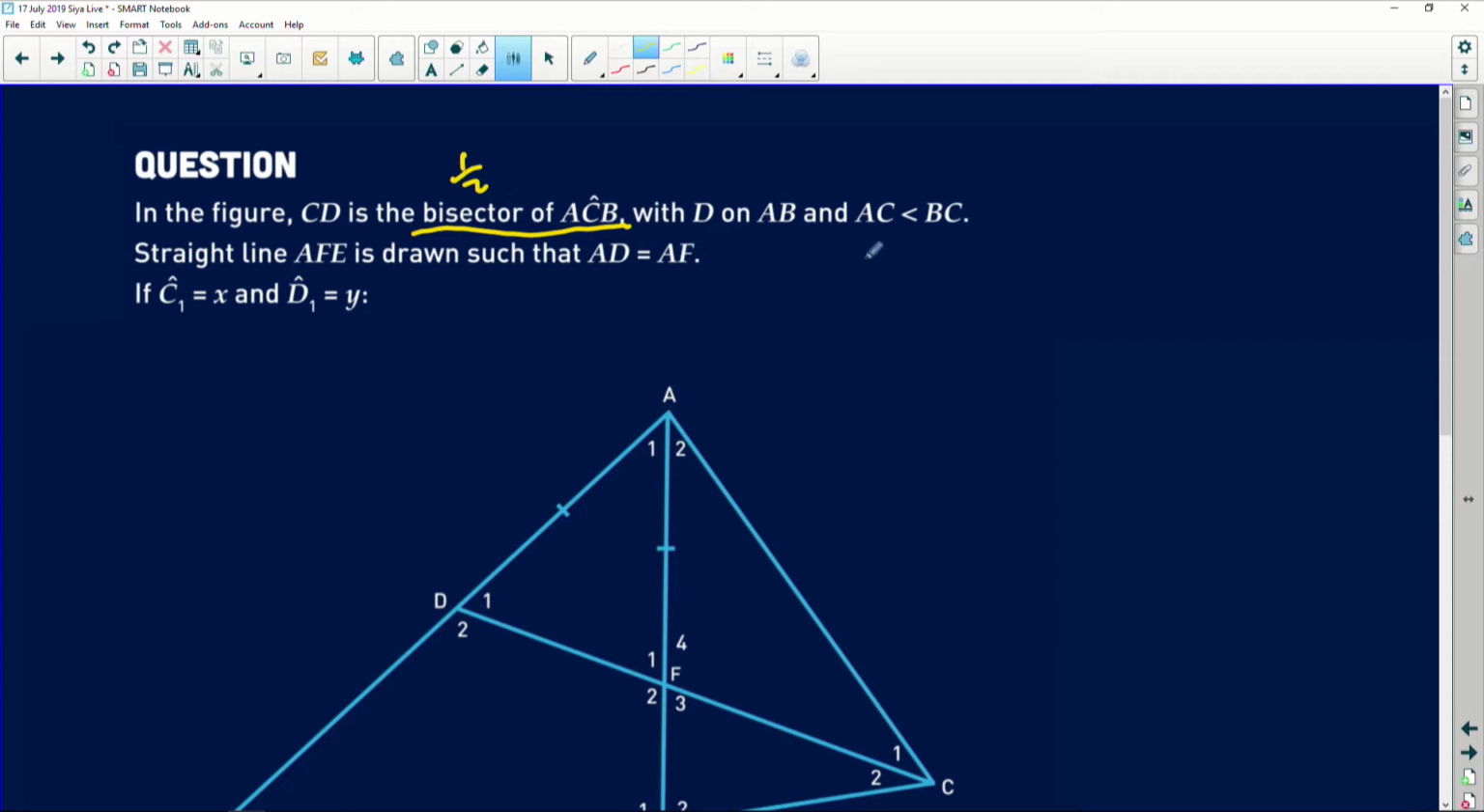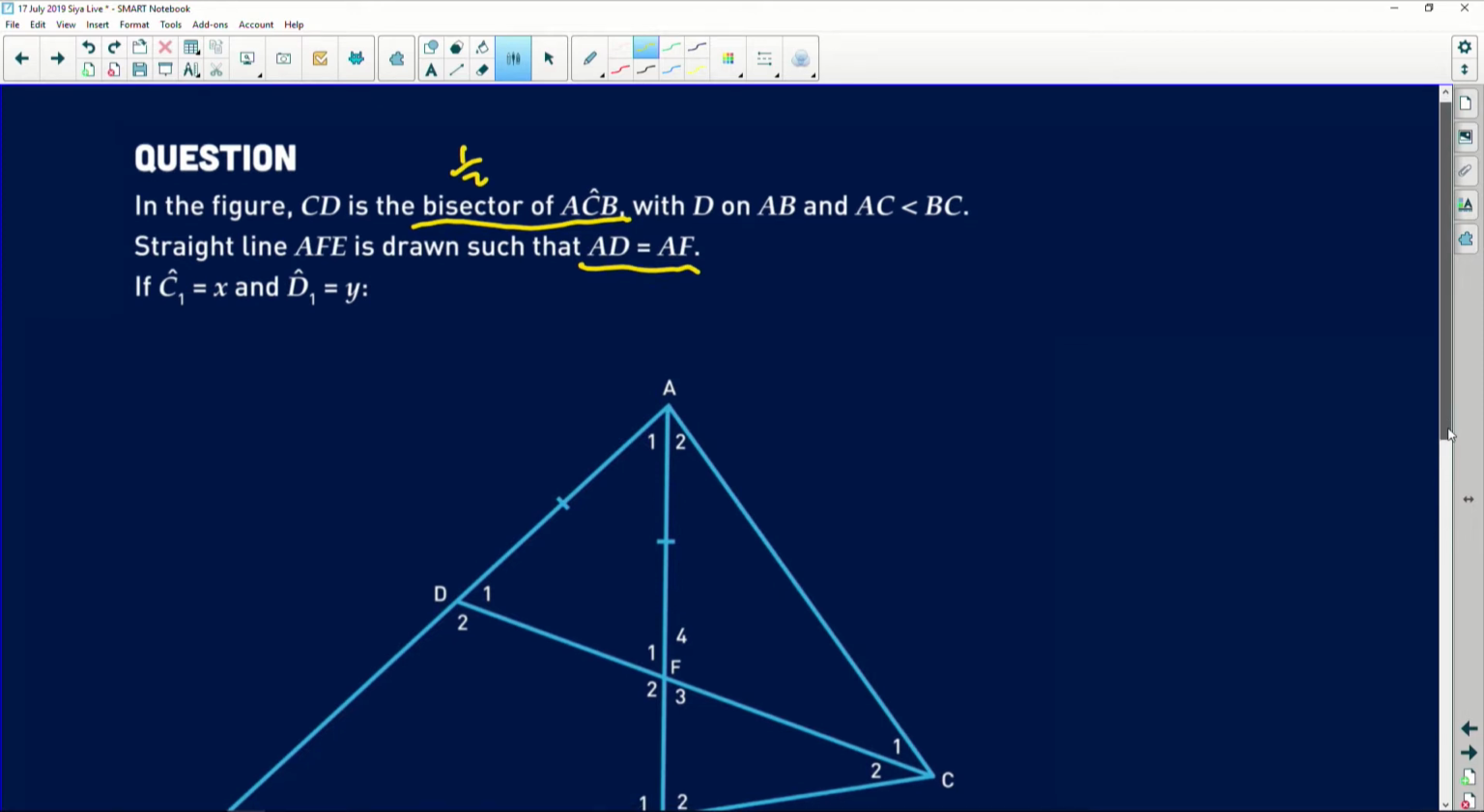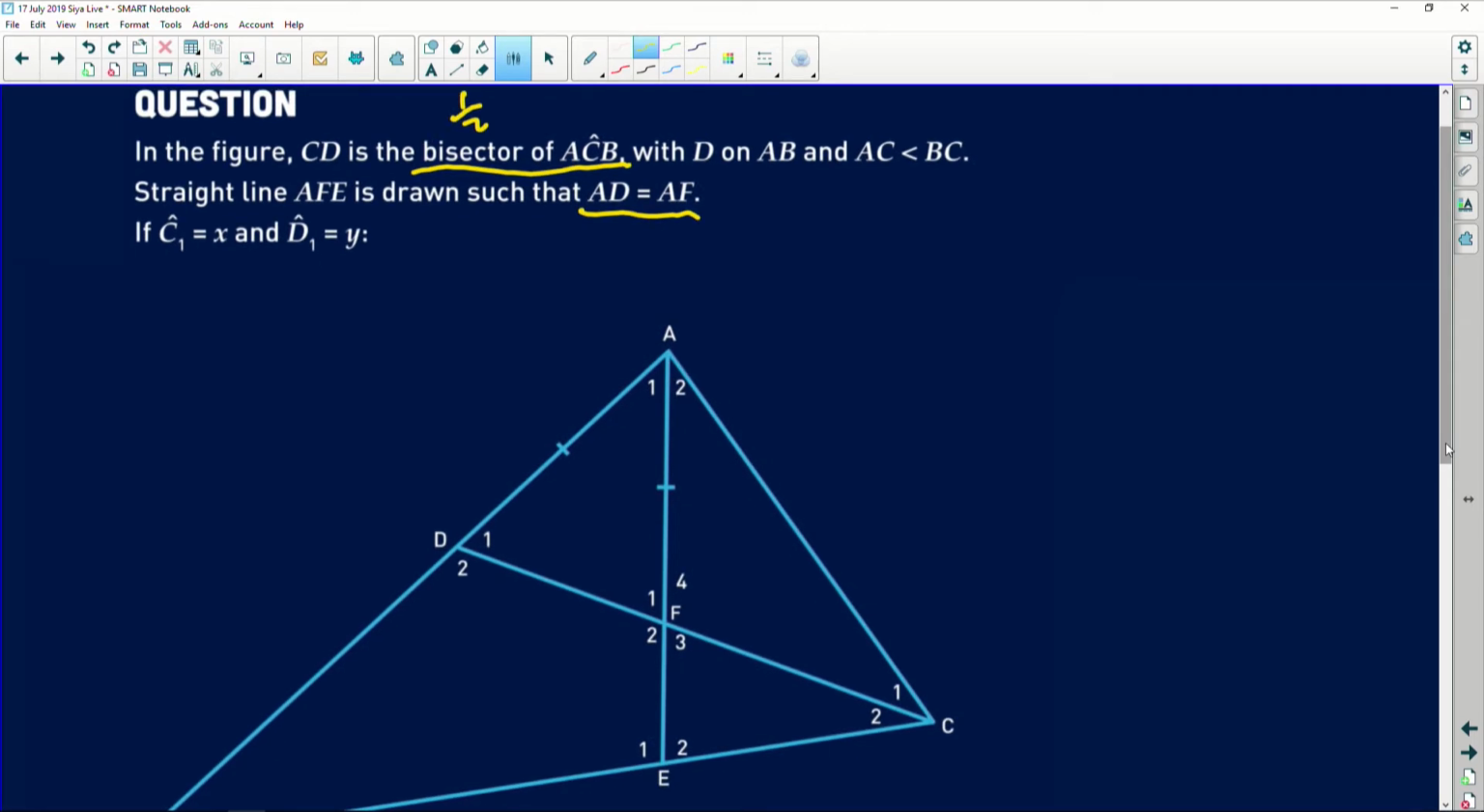With D on AB and AC being less than BC, so the length of AC is less than BC. And then straight line AFE is drawn such that I have that condition there, which is very important. And then let C1 be equal to X and let D1 be equal to Y. Remember what I said to you? You always need to go to the diagram and apply what they've told you.